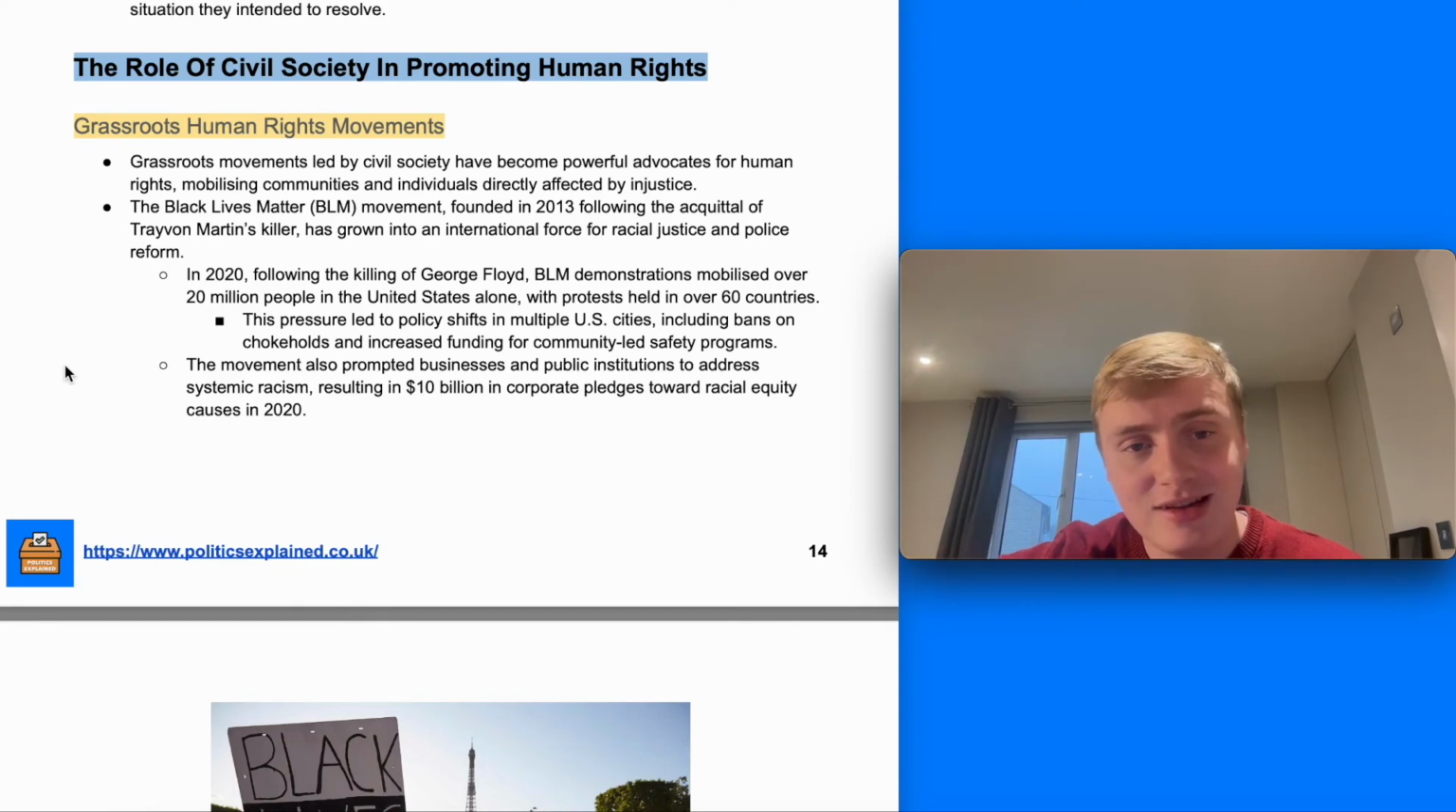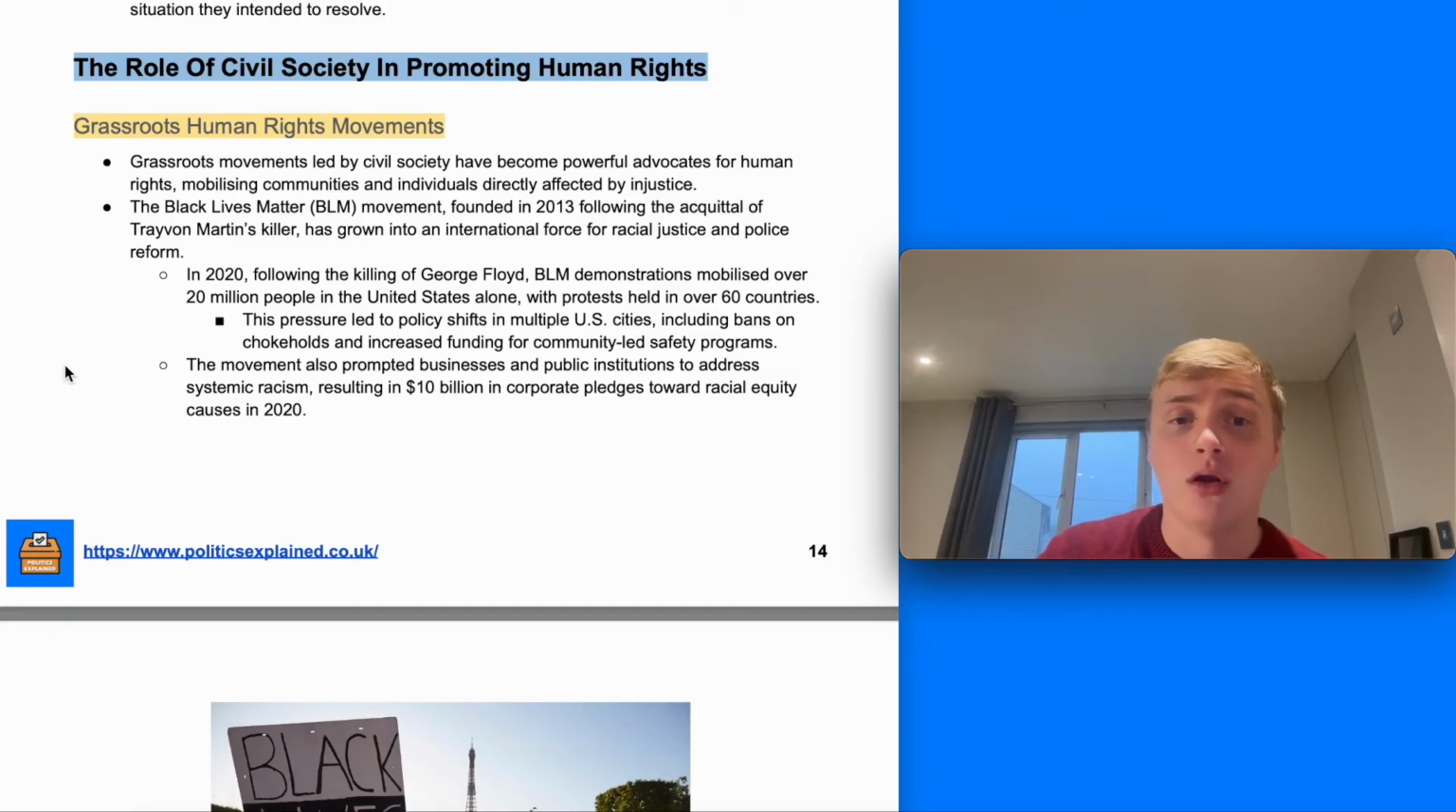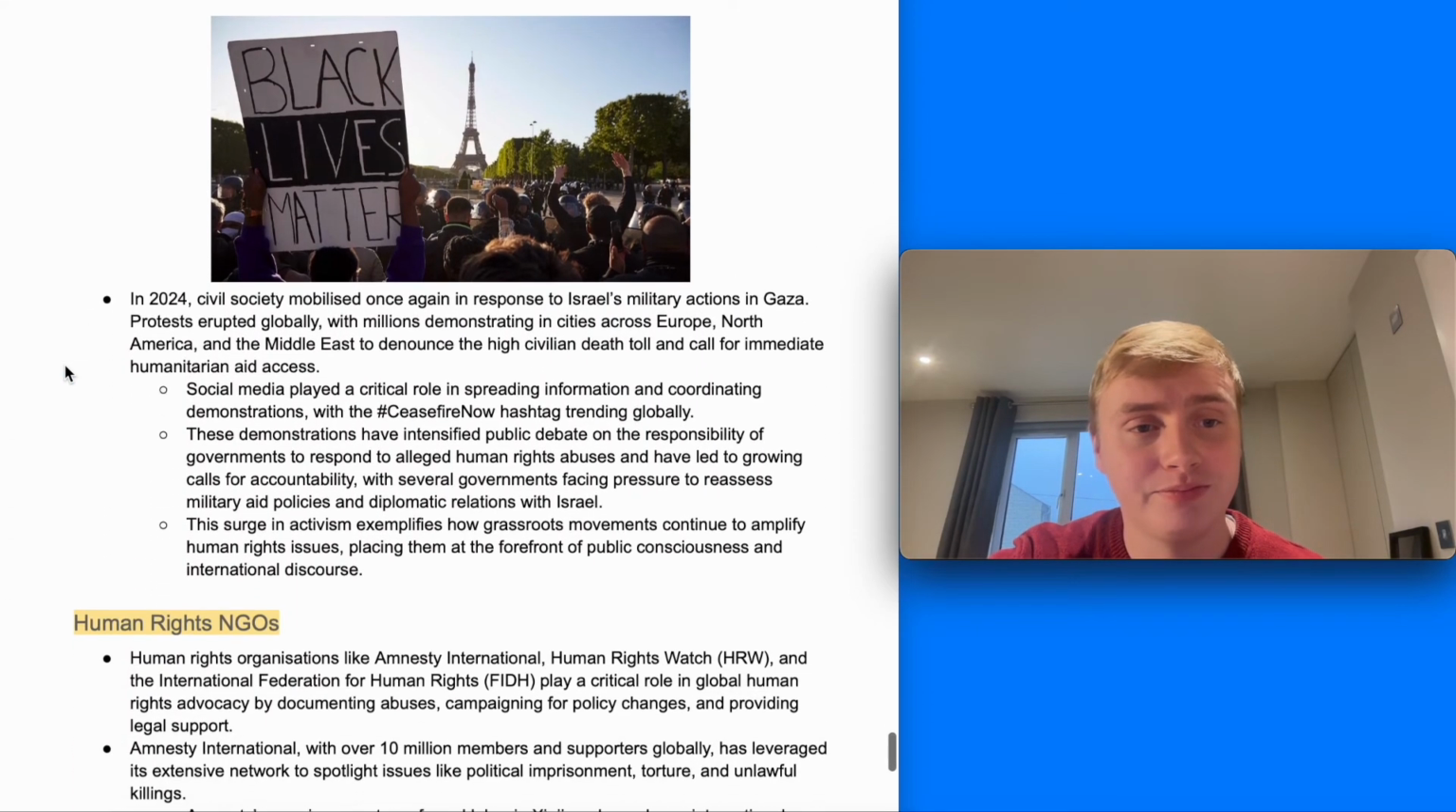And it prompted businesses and public institutions to address systemic racism. For example, $10 billion was made in corporate pledges towards racial equality causes in 2020.